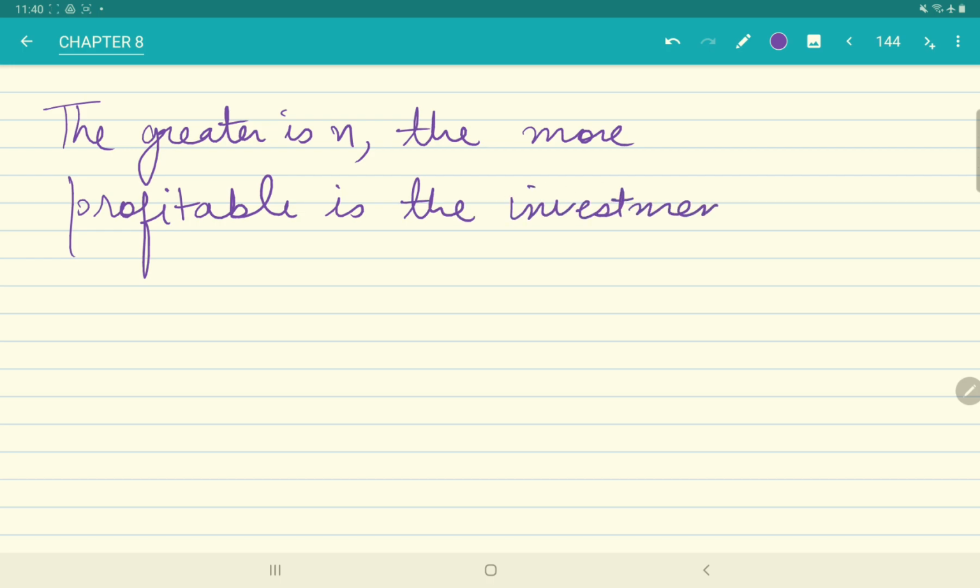Basically, we have actually proved this from n being 1 to n being 2. We have seen that the biannual interest payment at the rate P by 2% is better for the lender than the annual interest payment at the rate P%. That just means that when you increase this n, the more profitable the investment is for the lender.